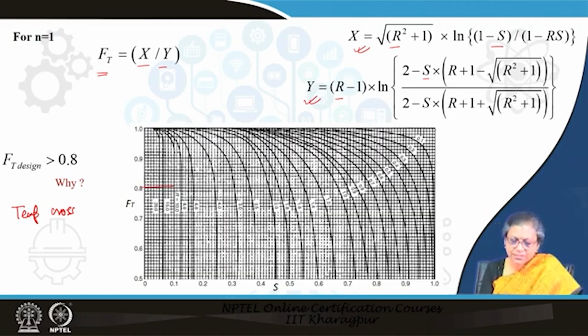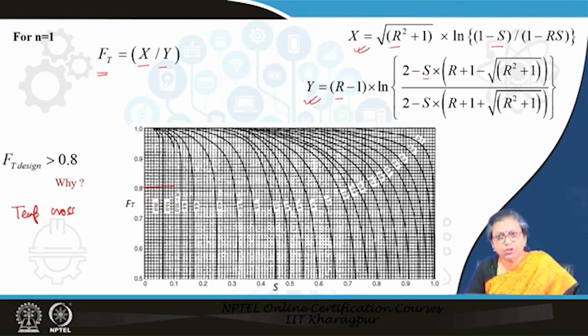So therefore, considering the temperature cross factor, and the steepness of the curves below Ft equals 0.8, more or less we will not like to go below Ft equals 0.8. But remember one thing, this 0.8 is again not a sacrosanct value.